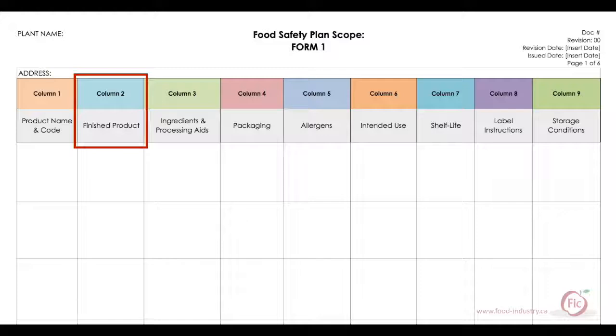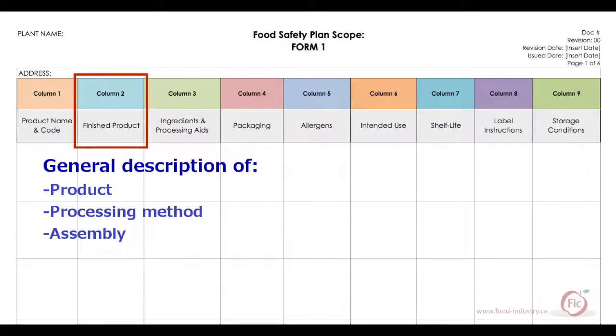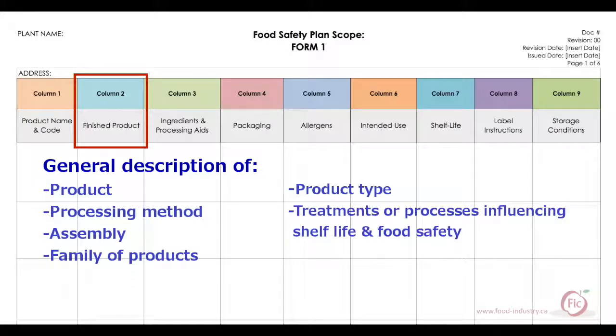Column 2 should describe the finished product. What type of product reaches the user or customer? A general description of the product, processing method, assembly, and family of products should be included in this column. List the product type and any treatments or processes influencing product shelf life and food safety. For example, the product may be raw, pasteurized, or cooked and ready to eat. The type of product indicates the storage requirements and how customers should consume it.